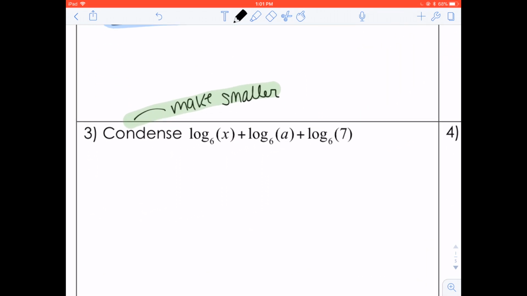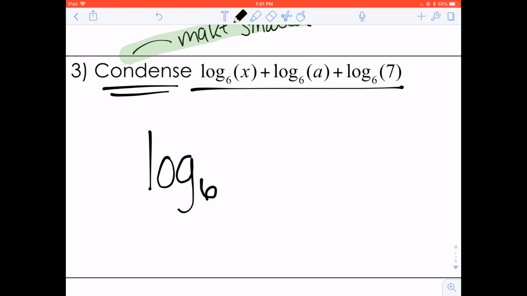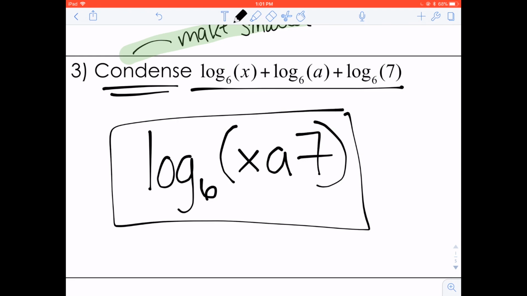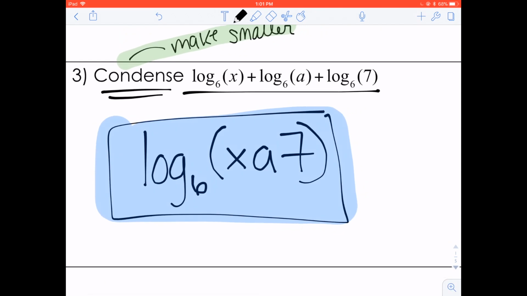All right, we could also be asked to condense. Okay, so now we have three things being added together. We know that addition changes to multiplication. Okay, so condense means we are making it smaller. So that means now we only need one log. Keep your base 6 here, okay, don't forget about that, of x times a times 7. And that's our final answer. All right, so by condensing, we made it into multiplication, and we only needed one log base 6. Again, keep in mind that it's very important that we only have one log when we condense it. Go ahead and pause the video and try number 4.